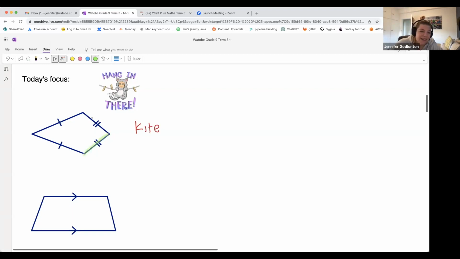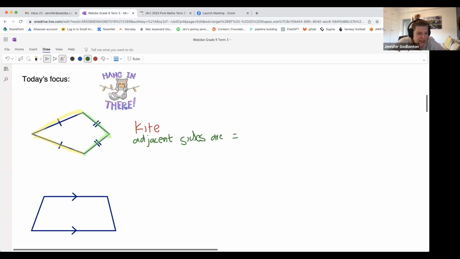The first thing is that our adjacent sides are equal. Remember, adjacent is just a fancy word for next to. Okay, so our adjacent sides are equal. I'm just going to write that out. Adjacent sides are equal.